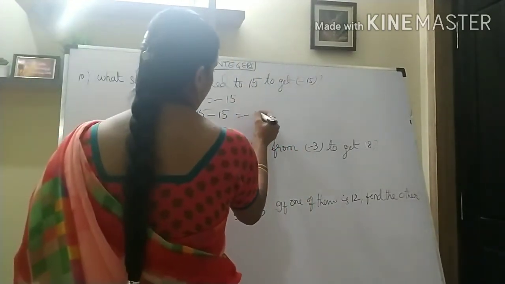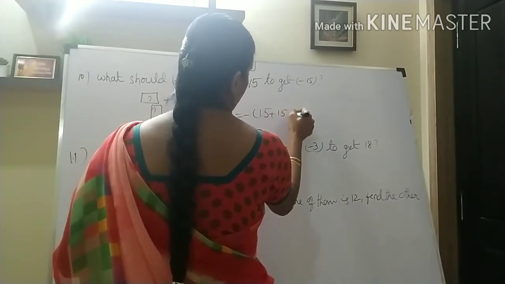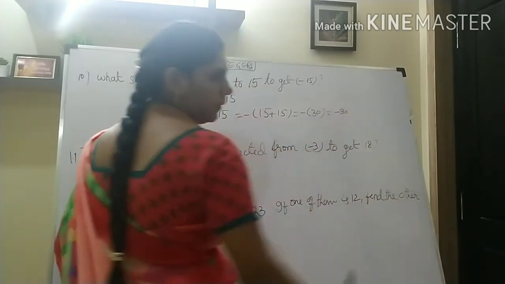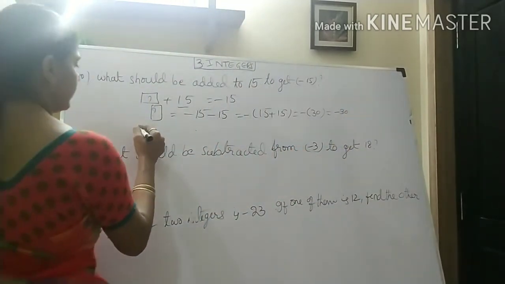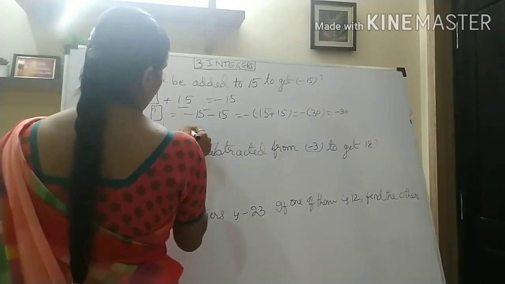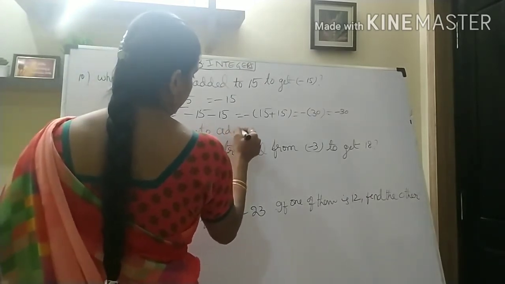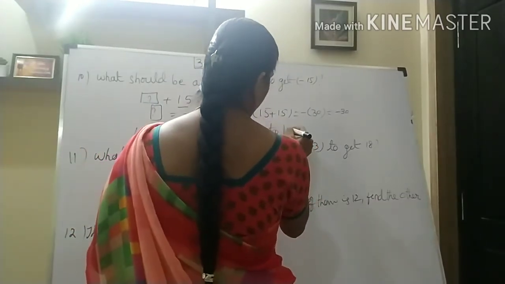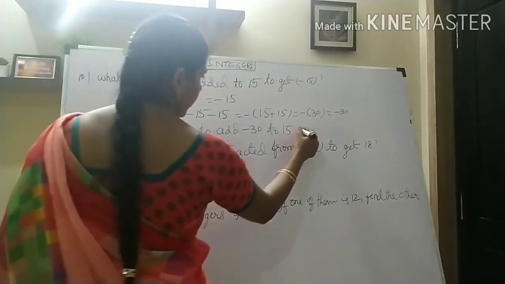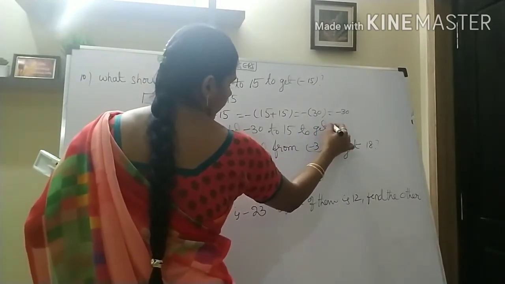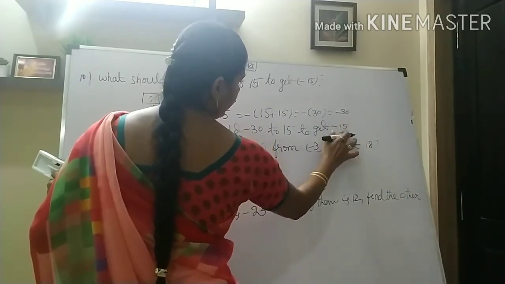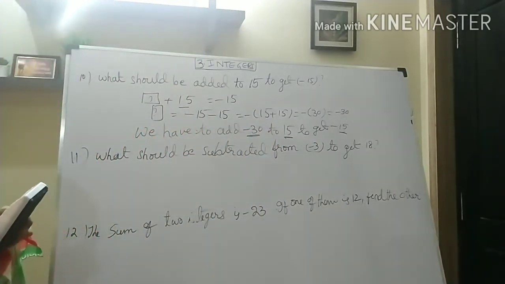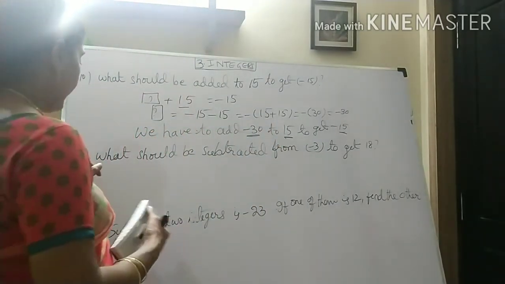Here I am taking minus as common. 15 plus 15, what do you get here? 30. And again applying minus here, minus 30. So we have to add minus 30 to 15 to get minus 15. Okay, like that you have to do. See the next one.